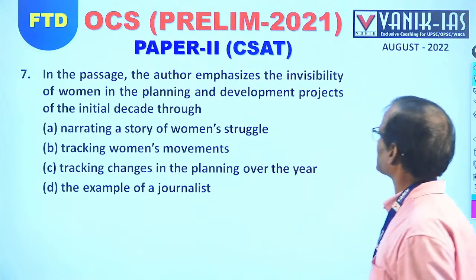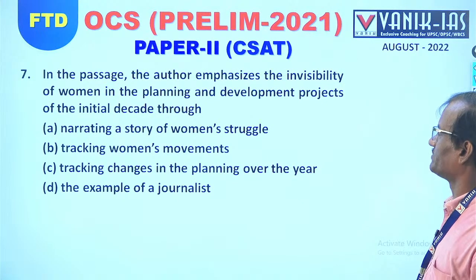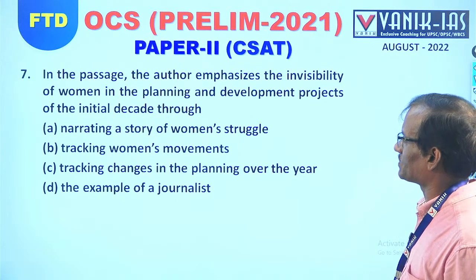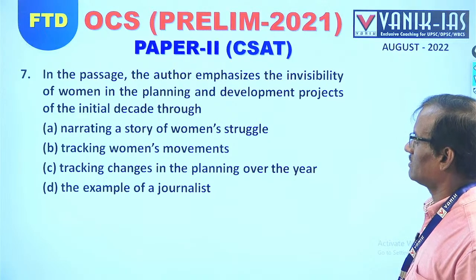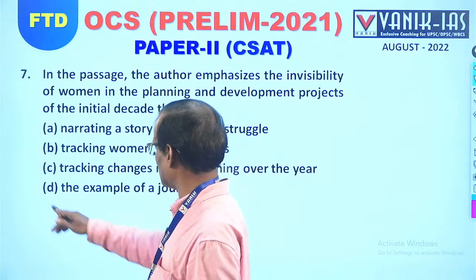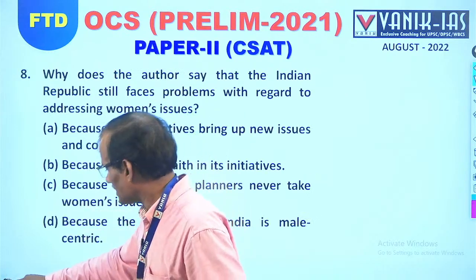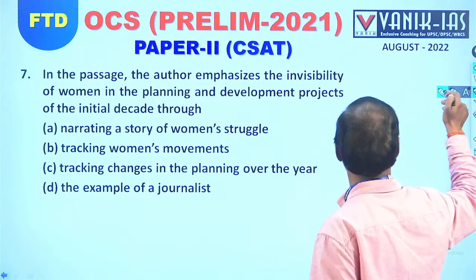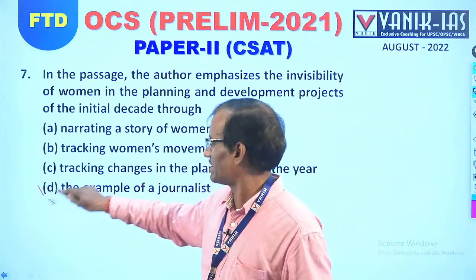In the passage, the author emphasizes the invisibility of women in the planning and development projects of the initial decades. That will be the answer, D. Answer will be D. That is the example of a journalist. You must have read it. If you read it, then you can find the answer D.